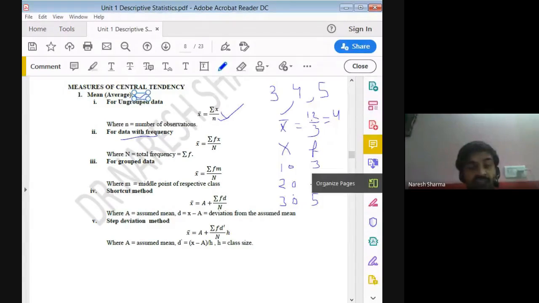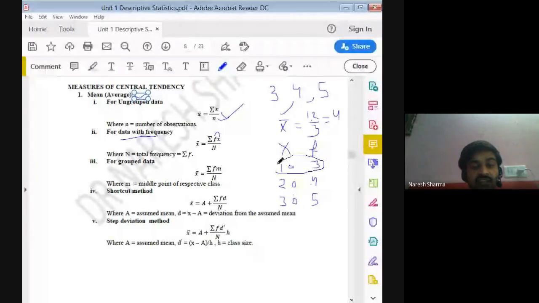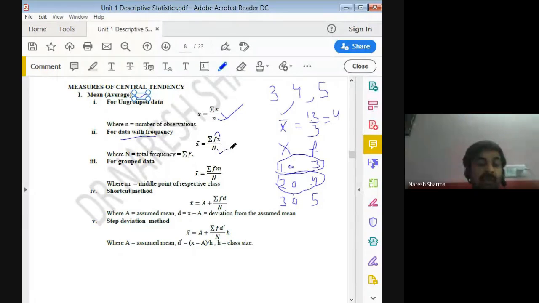In this case, we also use the formula x bar is equal to summation f into x, and this f into x means the corresponding f with the corresponding x, like x1 with f1, x2 with f2. So we multiply corresponding f and x, then take the summation and divide by n again, but here this n is capital N. Capital N represents the total frequency. In this case, the total frequency is 12.